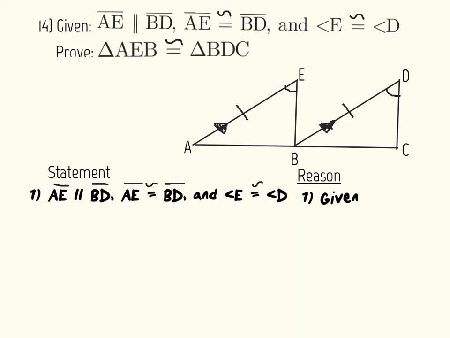For 14, we have our given statement, which is segment AE is parallel to segment BD, segment AE is congruent to segment BD, and angle E is congruent to angle D. That is all given to us. We are trying to prove that triangle AEB is congruent to triangle BDC. Okay, so what I know is I have an angle and a side on both of them. So I'm going to use this idea of parallel to try to figure out another angle. Because if I can figure out another angle, then I can have angle side angle.